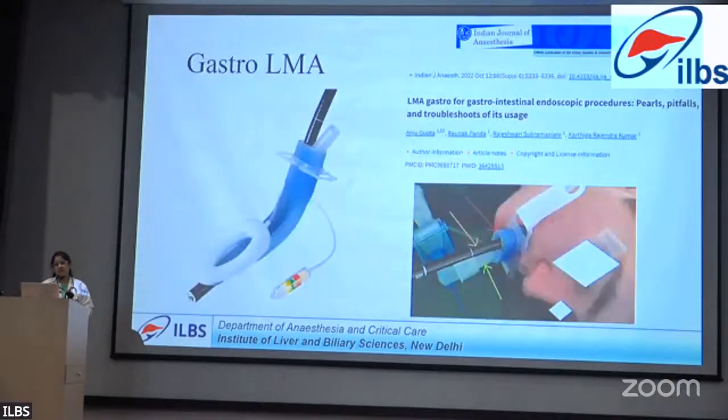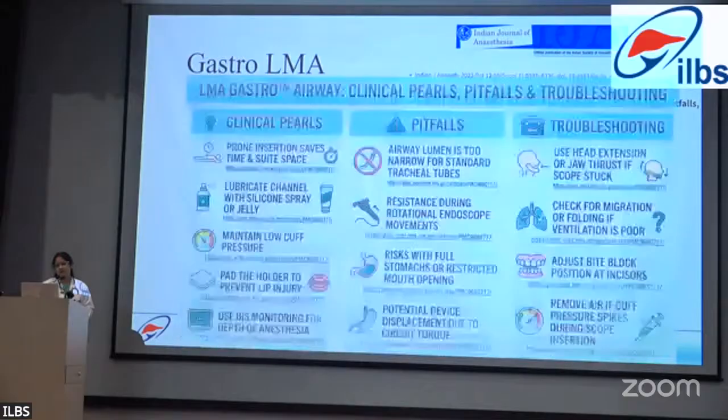The newer LMA which we have got is a gastro LMA, which has the ability to let the oral gastroscope be introduced through the LMA, so the airway is secured and the procedure can also be done using the gastroscope. But it has the disadvantage of movement restriction with the gastroscope. It is getting difficult for ERCP procedures. And also, if banding, that is EVL, is required, the gastroscope cannot enter through this diameter.